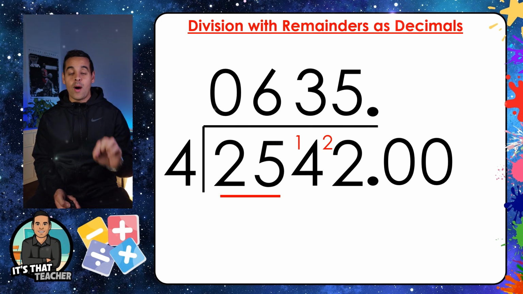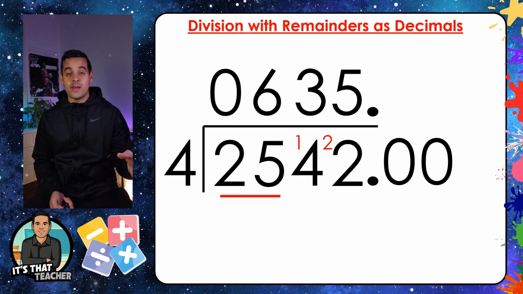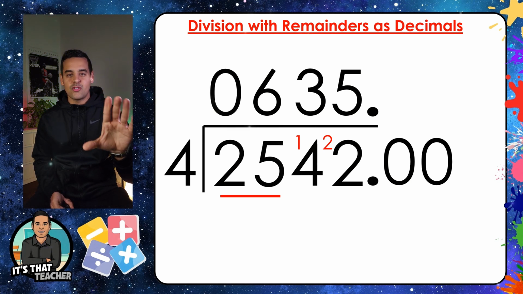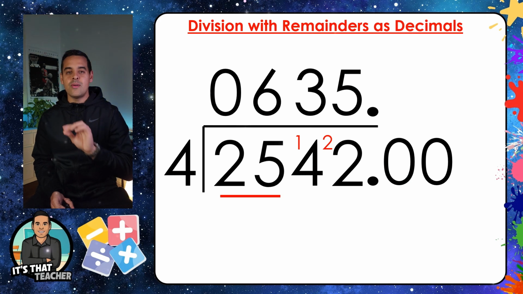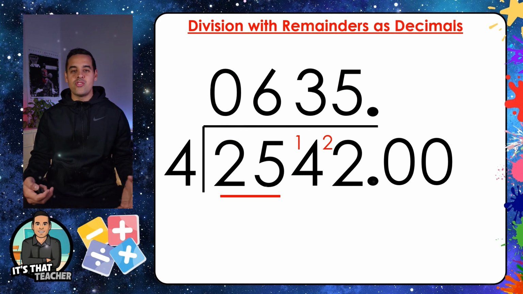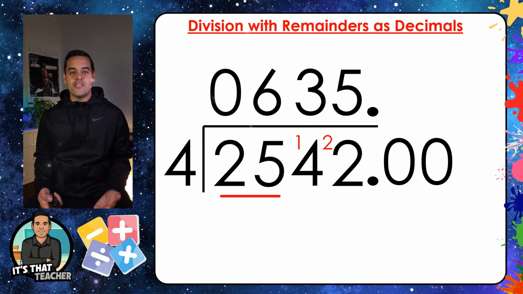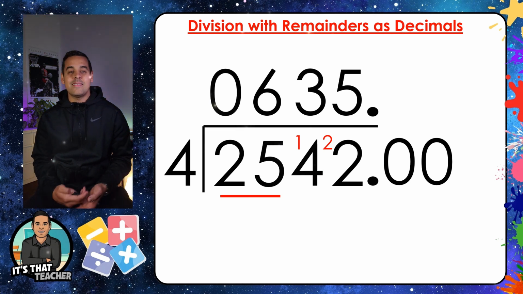1 high, 1 low, which I mean the decimal points. You can see I put a decimal high, I put a decimal point below, and 2 zeros. So 1 high, 1 below, and 2 zeros. Now this is the strategy to make it super easy to solve division with remainders as decimals.